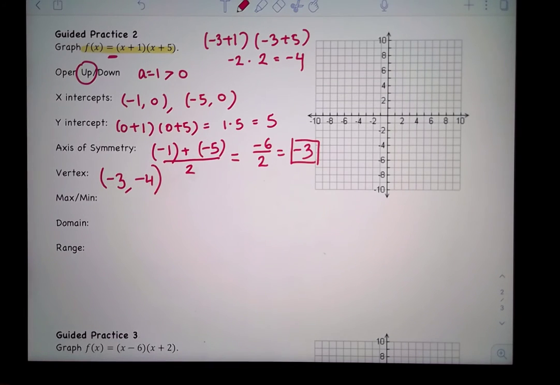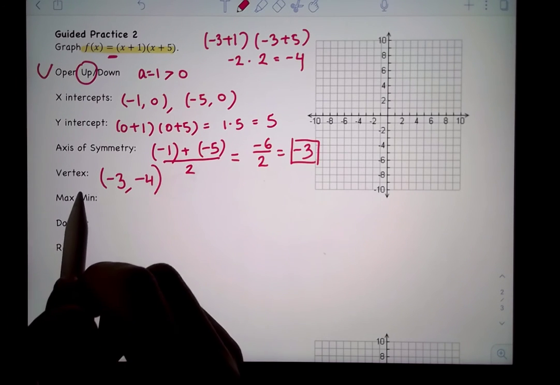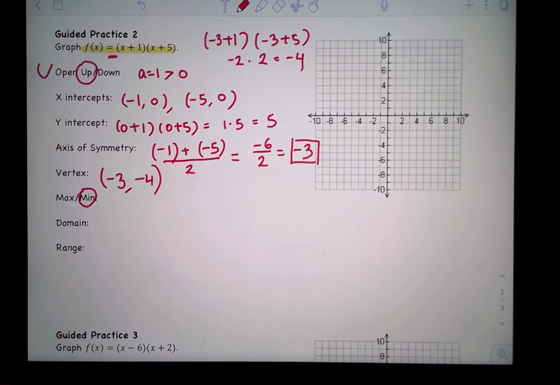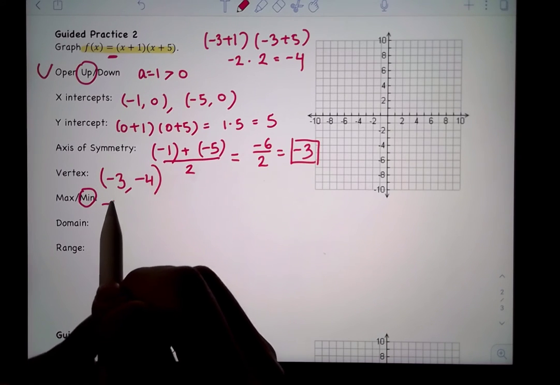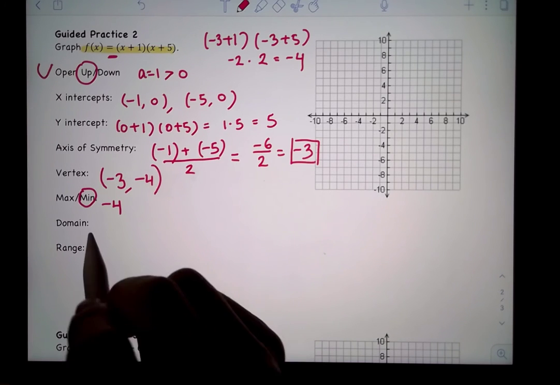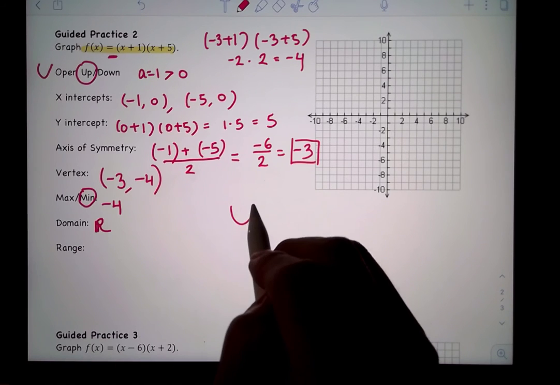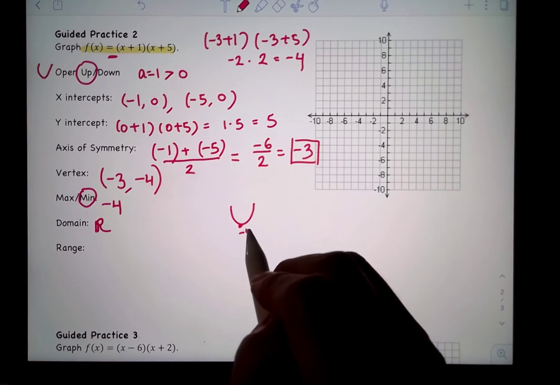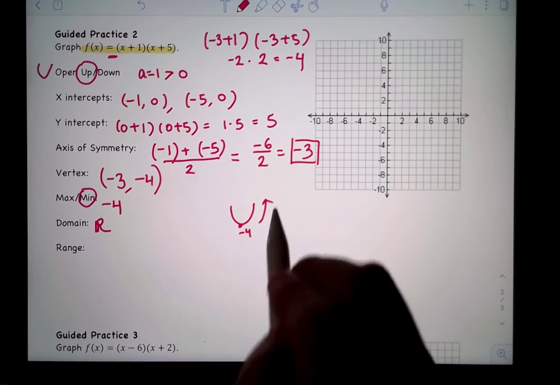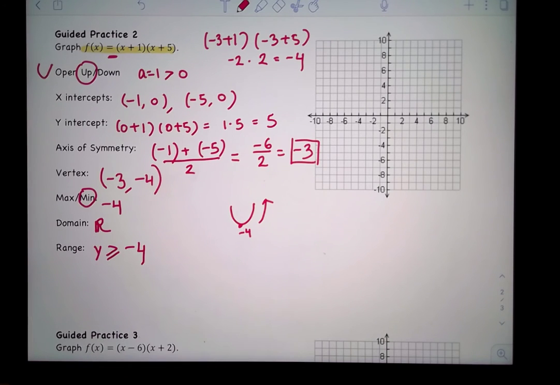And my maximum, minimum. Do I get maximum or minimum? I get minimum because graph opens up. So I get minimum, and my minimum value is -4. And domain, all real numbers. And the range, it looks like that. My minimum's -4, so all the values above -4. So y is greater than or equal to -4.